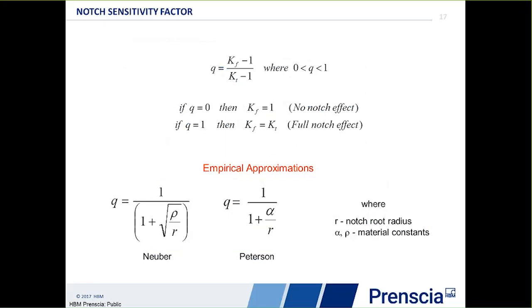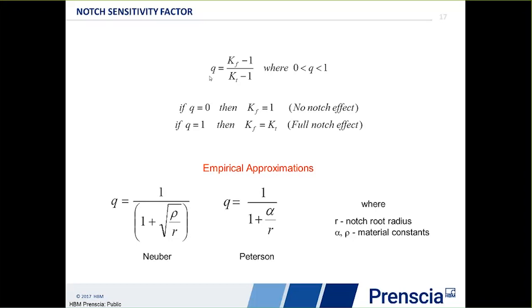There was an ACM spec that actually defined notch sensitivity as this Q. And at the time, they basically made it a relationship of the notch fatigue strength, which is that KF, and the actual stress concentration factor, the elastic stress concentration factor coming out of a textbook or out of the FE code.